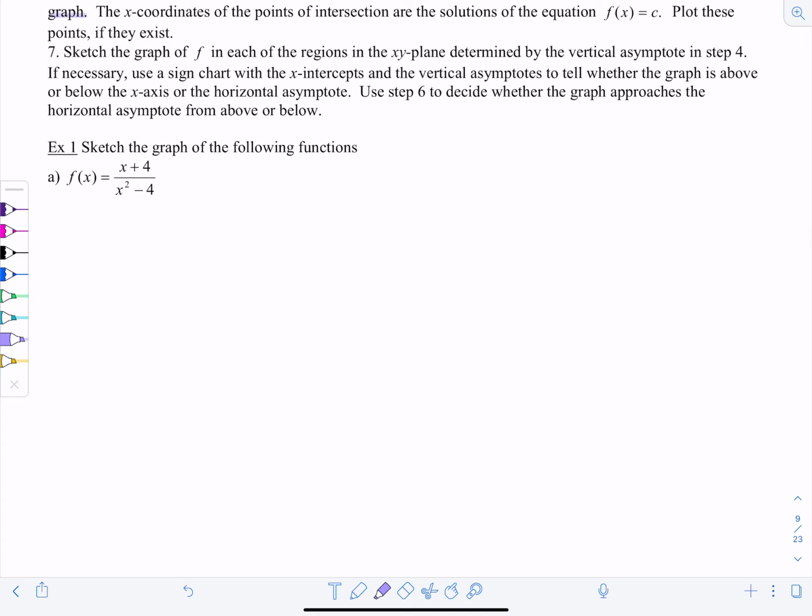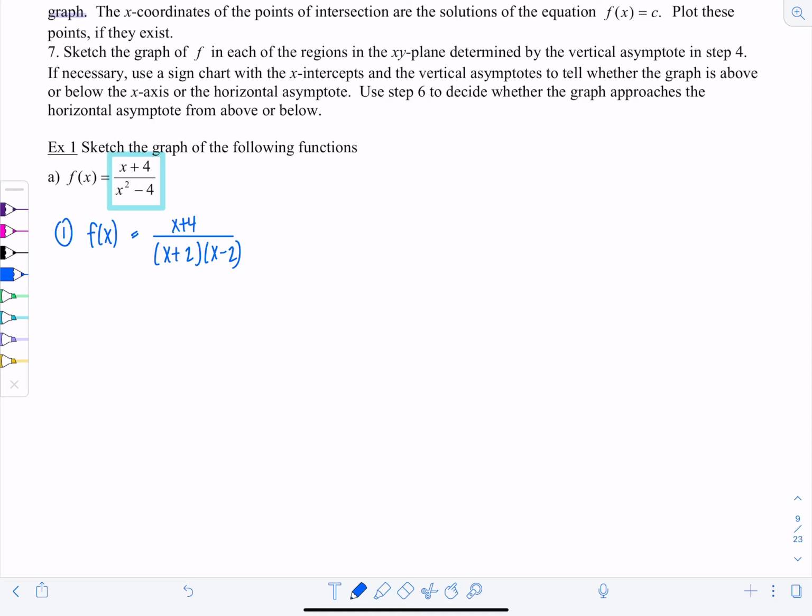Let's dive right in. Sketch the graph of the following functions. First one is f of x equals x plus 4 divided by x squared minus 4. How lovely. Okay, so let's fully factor first. So step 1, I'm going to write f of x as x plus 4 divided by, the denominator is going to factor into x plus 2 times x minus 2.